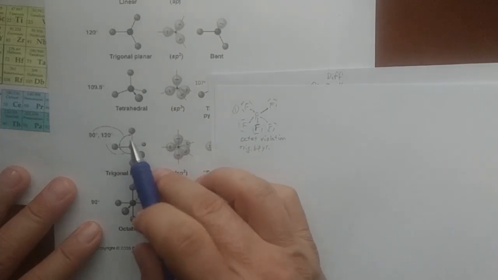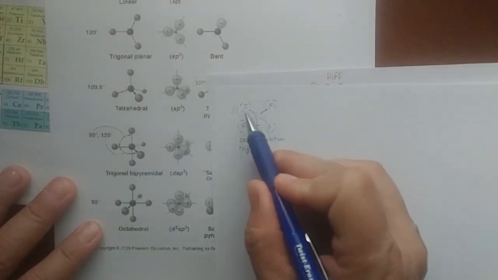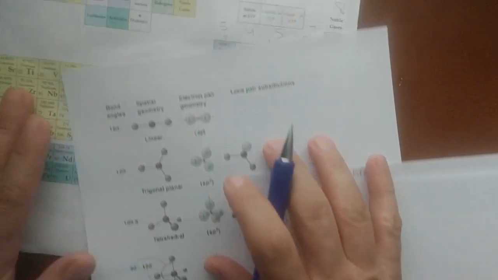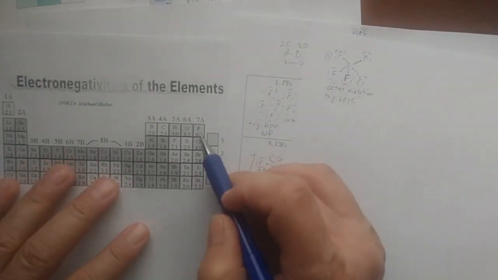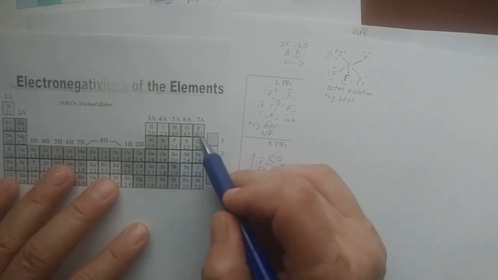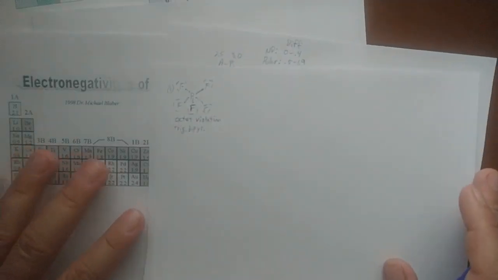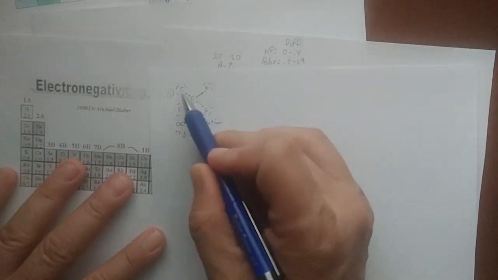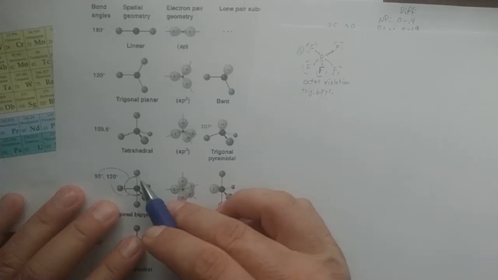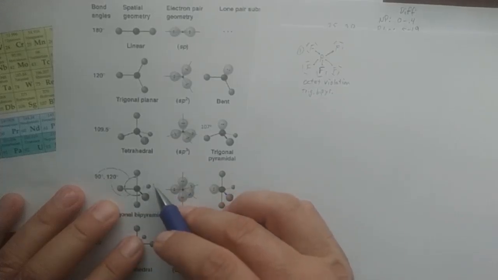Well, these bonds are all polar going, we said, outward to the fluorine because 4 is a lot bigger than 2.1. So yes, these are polar bonds going outward toward the fluorine. However, if you check your molecular geometry chart, you will see that this is symmetrical. It's fluorine, fluorine, fluorine, fluorine, fluorine.